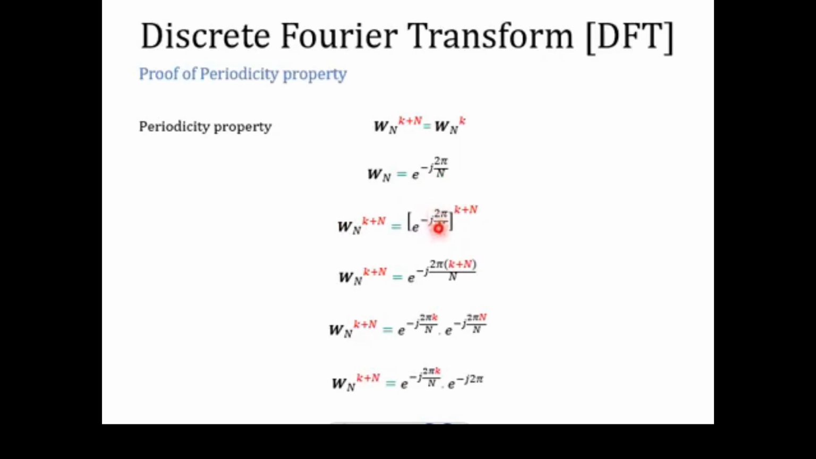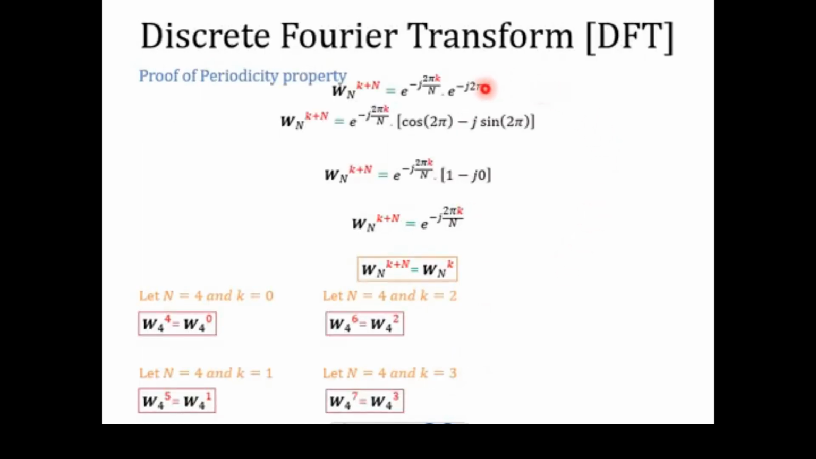exponential minus j 2 pi over N has replaced the Wn factor, and k plus n, which is written in the superscript of this Wn factor, will become the power of this complex exponential. So these two powers can be multiplied with each other, so you will get this term. Now you can separate the two factors which are present in the complex exponential. The first factor is exponential minus j 2 pi k over capital N, and the second factor is exponential minus j 2 pi capital N divided by capital N. So these two N's will cancel out each other, and we will simply get exponential minus j 2 pi.